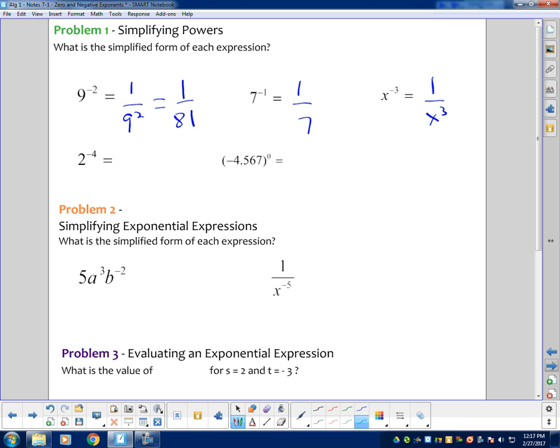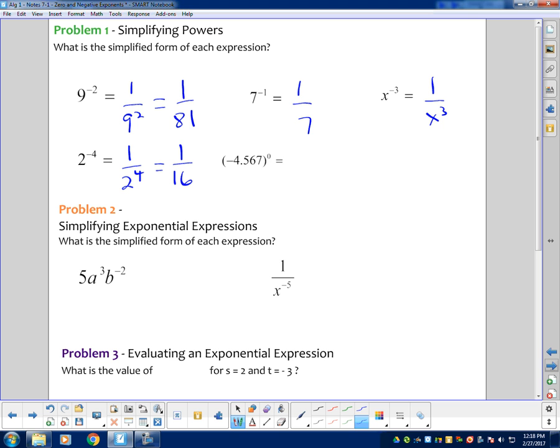That's right. Okay, good. 2 to the negative fourth would be the same as 1 over 16. I'm going to write an intermediate step here: 1 over 2 to the fourth, which is 1 over 16. Please be careful here. I see a lot of students multiply the base by the power and write 8. It's not 8. 2 to the fourth means 2 times 2, which is 4, times 2 more, which is 8, times 2 more, which is 16. So you need to be careful with that.